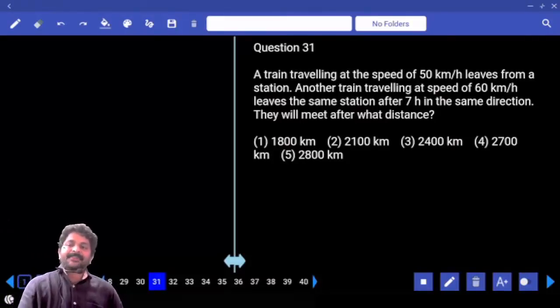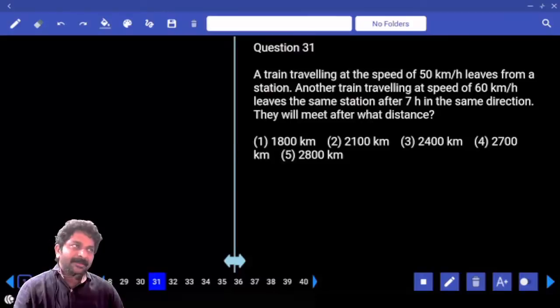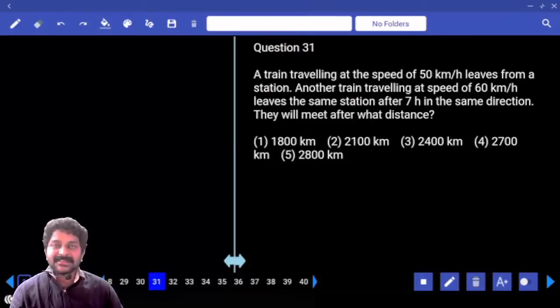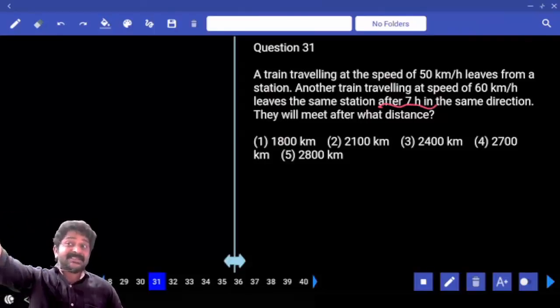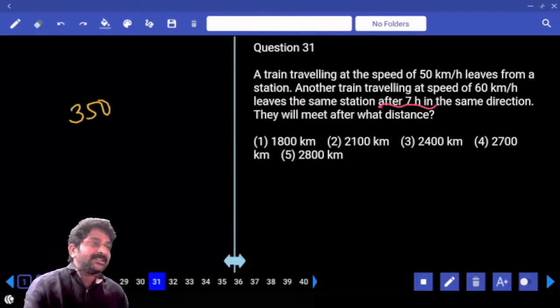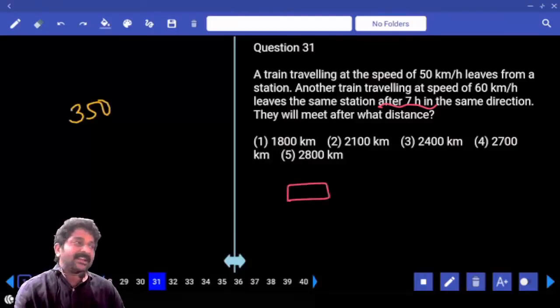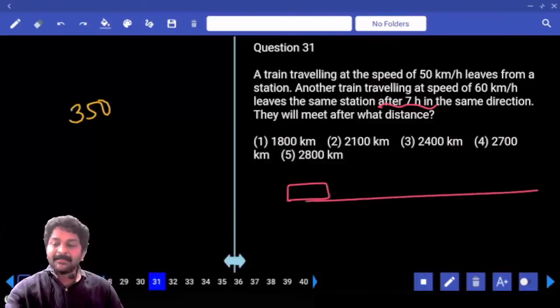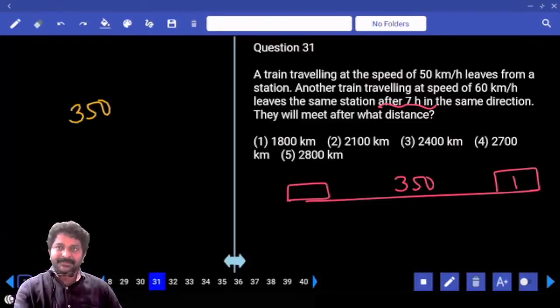Okay. Right. First train started with the speed 50 km per hour. Second train started with the speed 60 km per hour. But started after how many hours? And for those 7 hours, first train was in journey only. It would have already covered 350 kilometers. So now the second train started from the station. By the time already first train covered some distance, and the distance is equal to 350 kilometers.